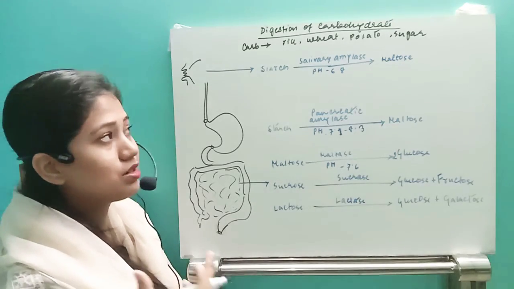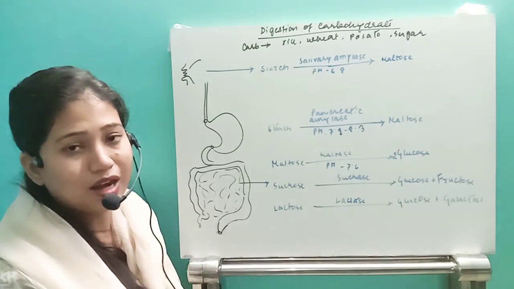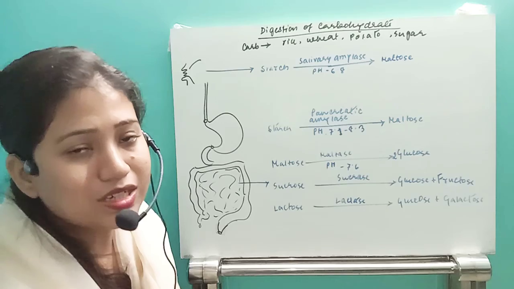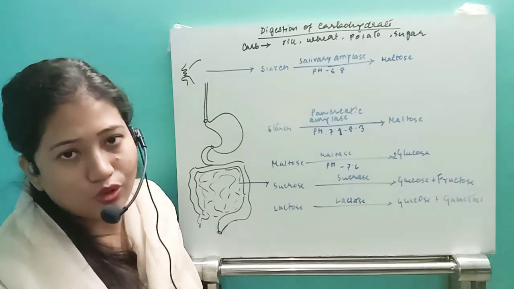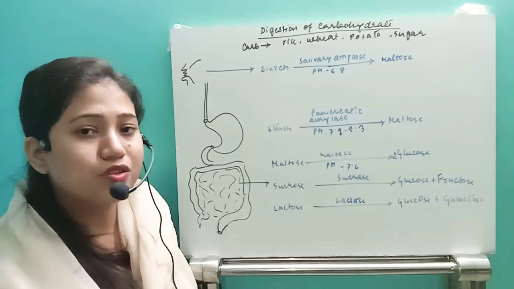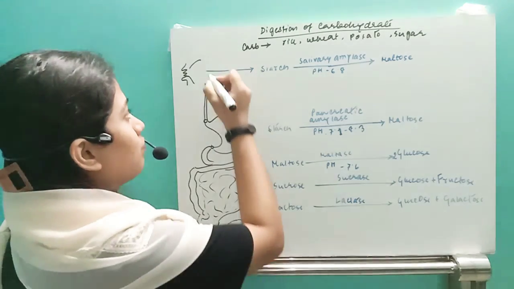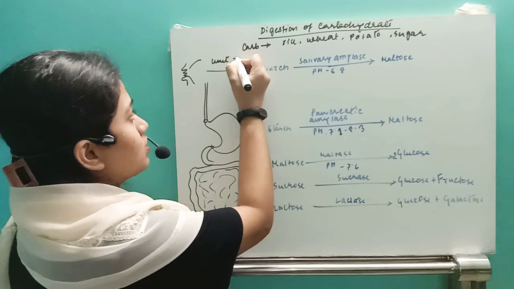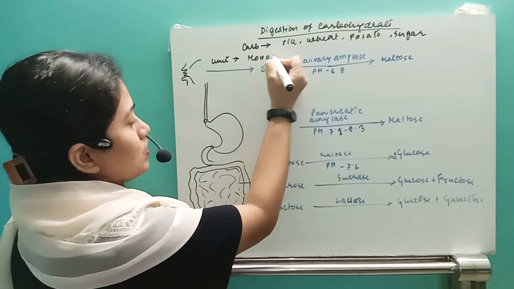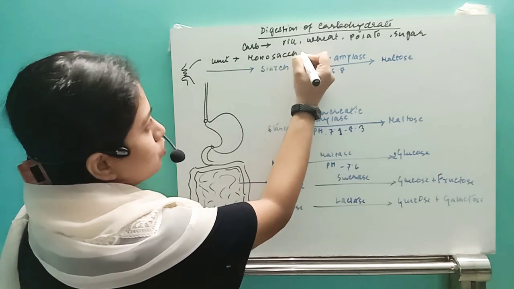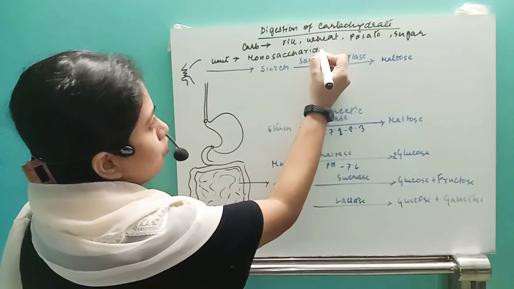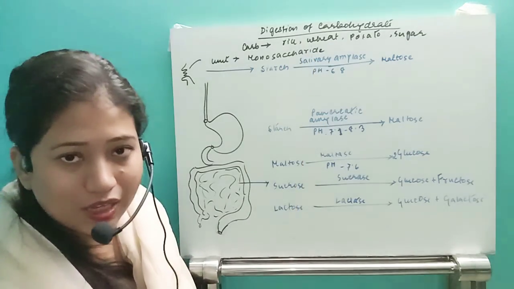Now how is this carbohydrate present? You can see the rice, whatever the food nutrient present in rice, that is the carbohydrate. Carbohydrate is found in three forms. One is the monosaccharide, which is the unit, right? Saccharide means sugar, so if it contains only one sugar, that will be monosaccharide.